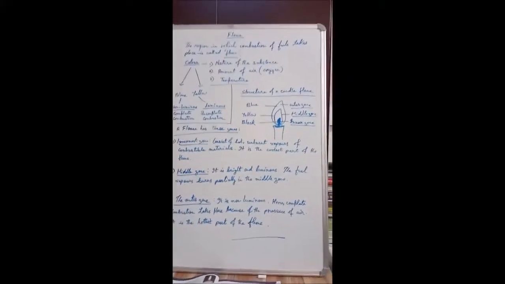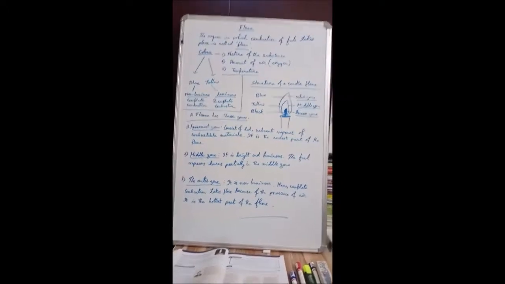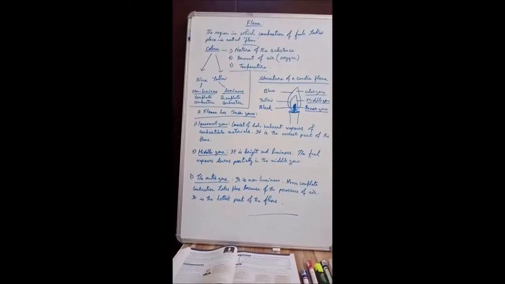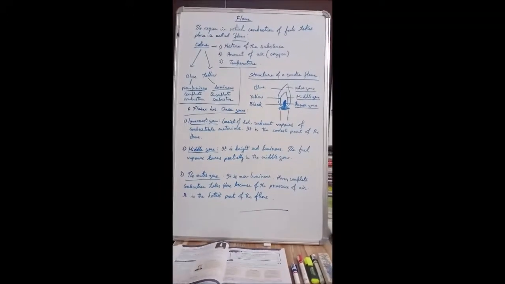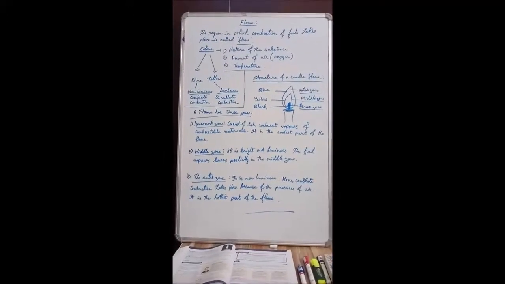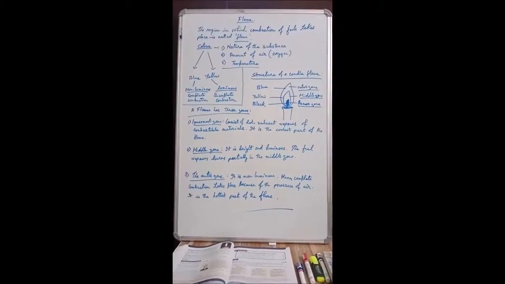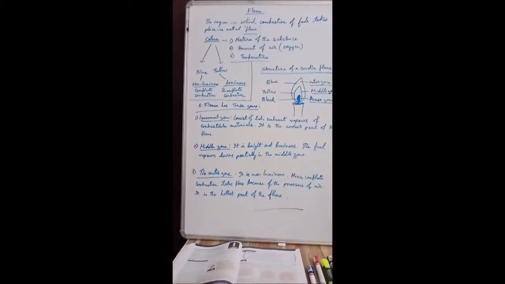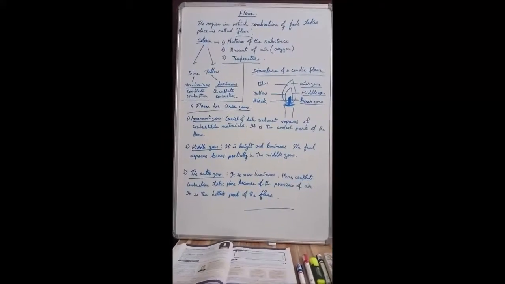In this context, we are going to learn the structure of a candle flame. All of you have seen a candle, right? When we light it, what happens? We can see the wax melting, and then it gives rise to a flame which is yellow in color. If you have not seen it, you can do the experiment at home and see this.